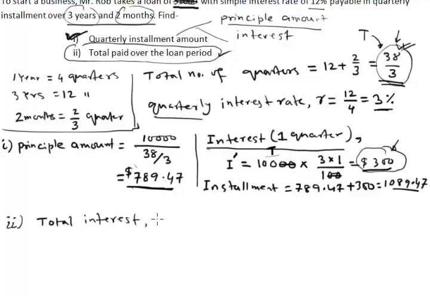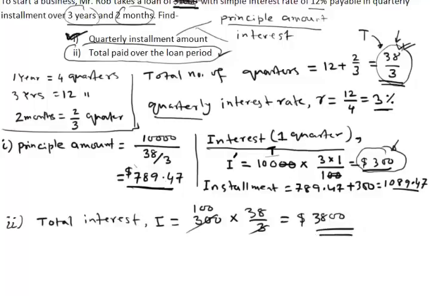paid, if we consider I, total interest paid will be, per quarter he is paying $300. There are 38/3 quarters. So 3 and 300 will get 100. So 38 times 100 will get $3,800. So Mr. Rob over the loan's lifetime is paying $3,800 of interest.